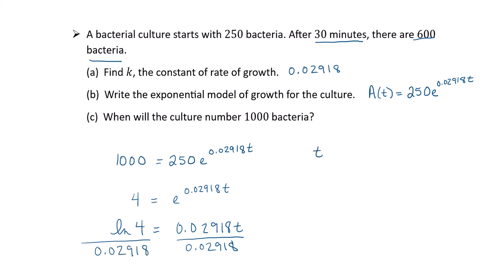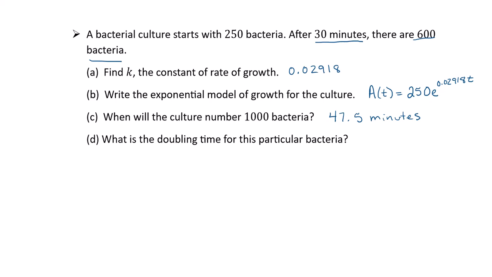And t will be approximately 47.5. So that's 47.5 minutes for the culture to number 1,000 bacteria. Now, what is the doubling time for this particular bacteria?